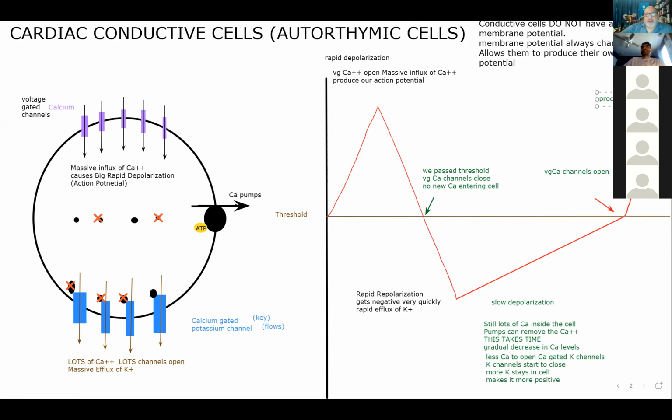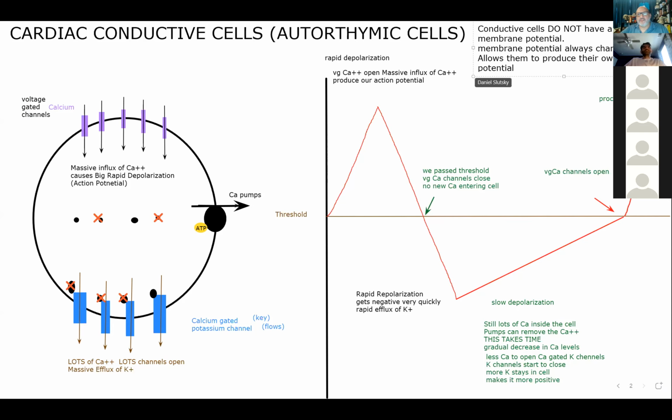So notice here with our conductive cell, with this autorhythmic cell, there are a couple very, very important things. The first is that there is no resting membrane potential. Notice this membrane potential never stays the same. It is constantly changing. We're constantly having the different flow of ions into and out of the cell. And so the membrane potential is constantly changing.